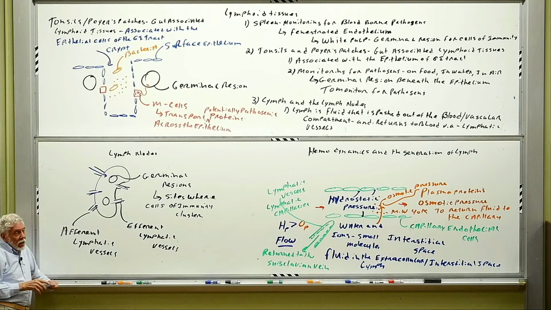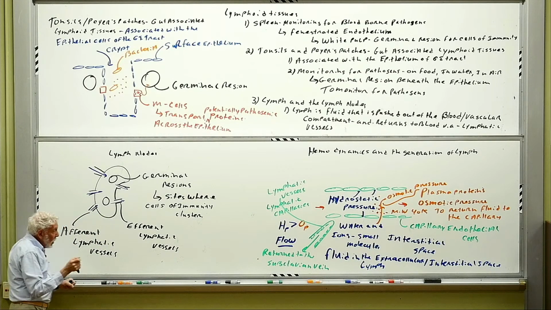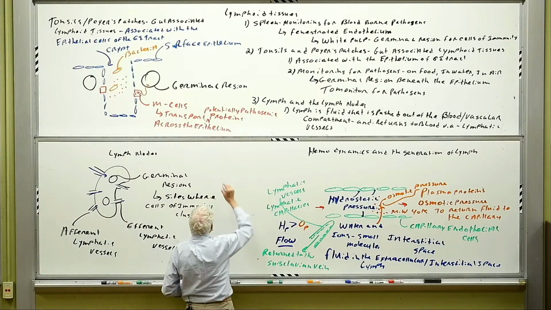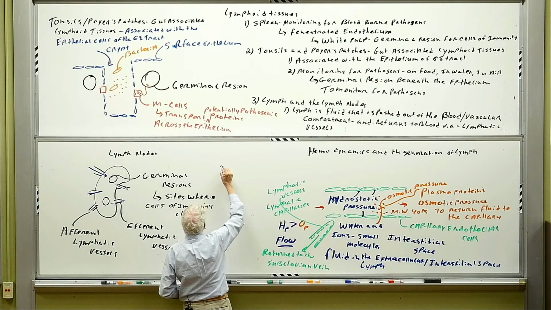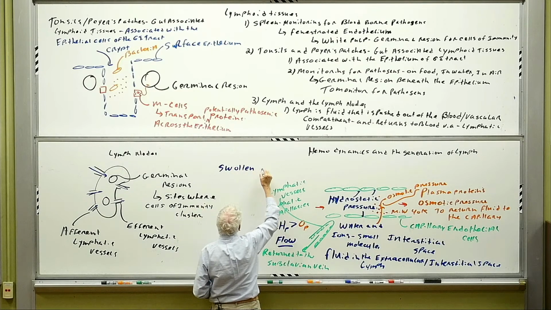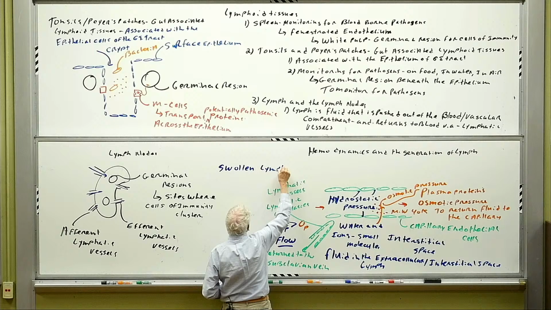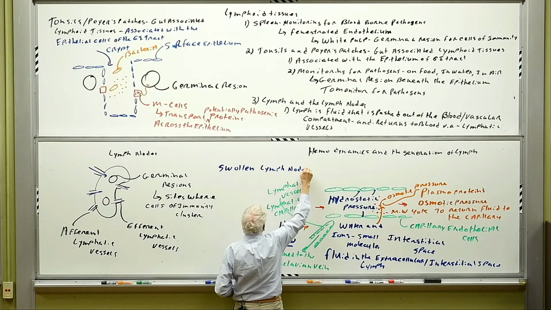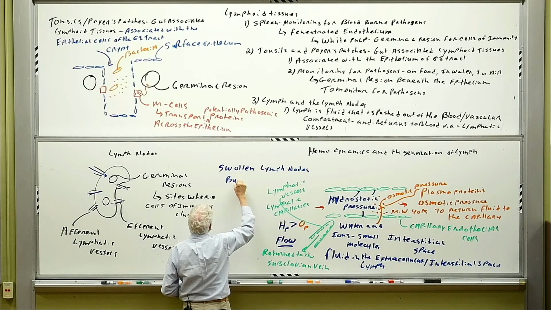There's an old story here, and many of you may be familiar with it. It's called the swollen lymph nodes were called buboes.